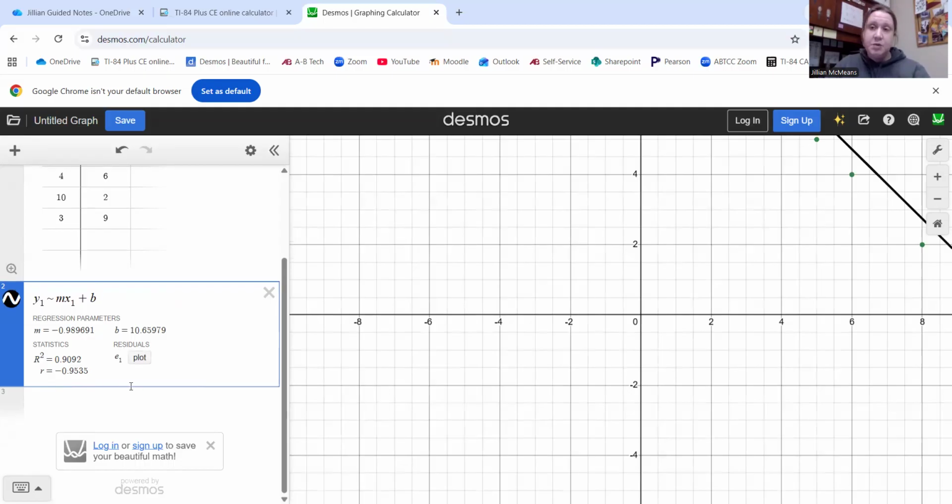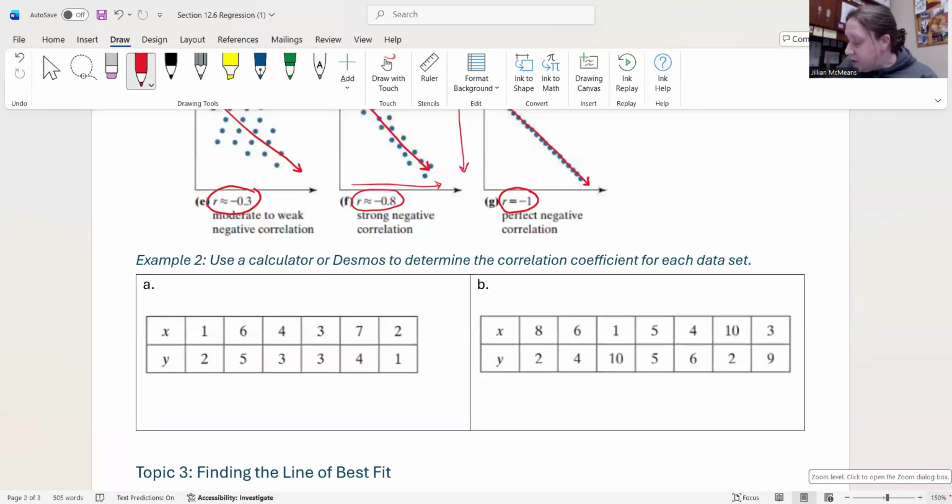So the good thing about Desmos is you don't have to tell it to calculate R, it just sort of does it. But you do have to remember this Y sub 1 little tilde thing, M times X sub 1 plus B. So if we go back to the worksheet, we had an R value of 0.85 and an R value of -0.95.